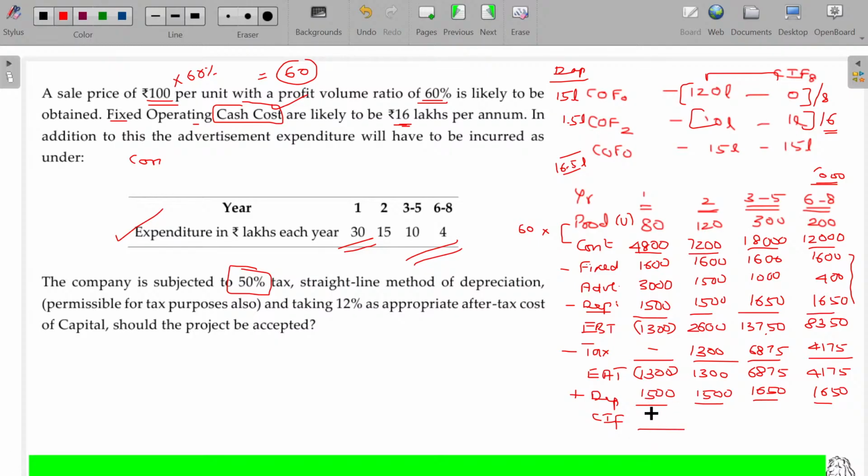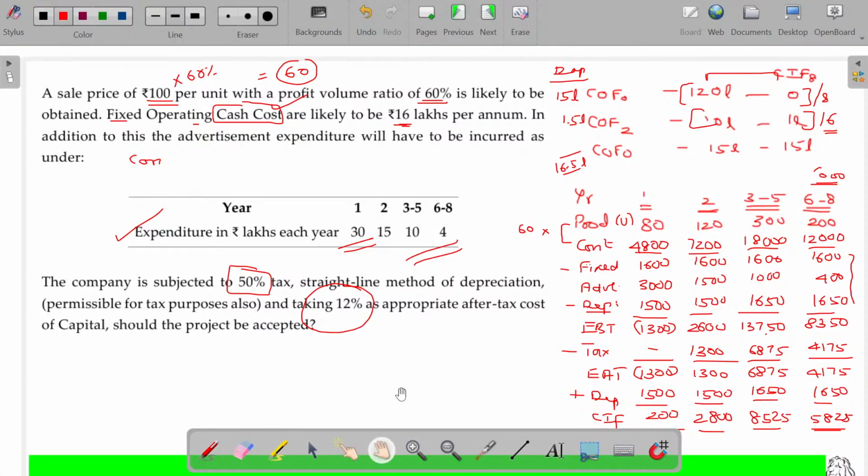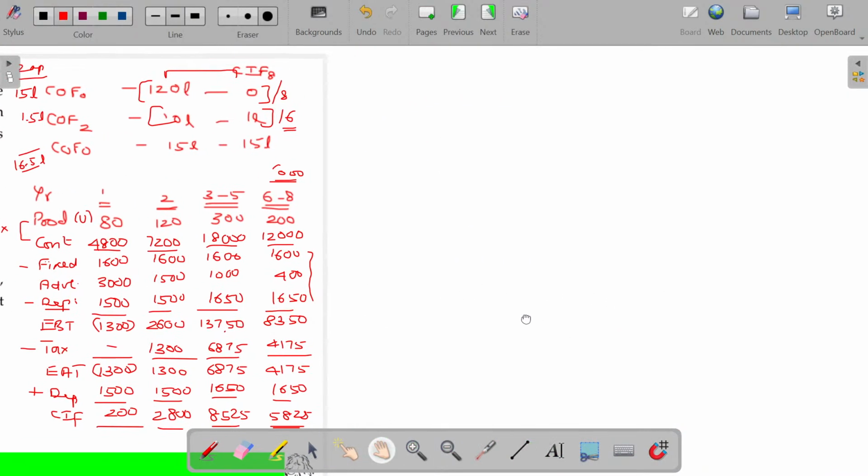From the calculations, the cash inflow in the very first year could be 200 positive for year 1, 2800 for the second year, 8,525 for the third year, and 5,825. We got the value. So the applicable discount rate, being the 12% after-tax cost of capital, should the project be accepted. Now you can go for calculating the NPV. Let's see. I will calculate the NPV here.